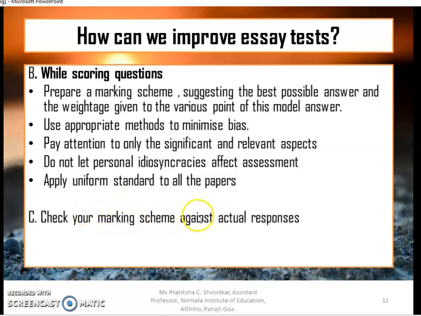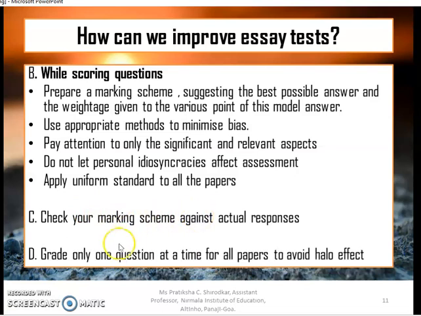Third, check your marking scheme against actual responses while you are assessing the answers, and grade only one question at a time for all papers to avoid the halo effect.